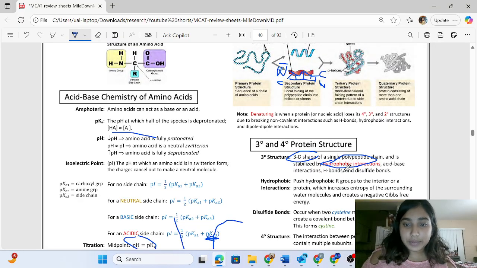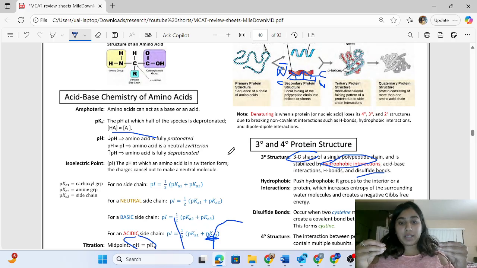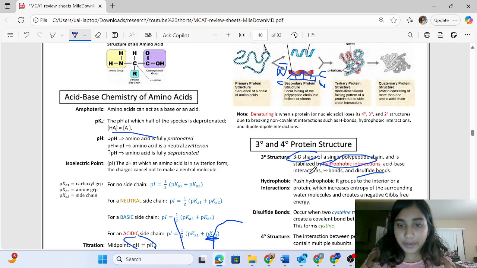Okay, other interactions that could be there are acid-base interactions, hydrogen bonding, and disulfide bonds. Disulfide bonds are mostly seen in cysteine or methionine, but it's more common in cysteine. So if you see the structure of the amino acid cysteine, if two cysteine amino acids combine, it will make cystine, which has a disulfide bond in it. Okay.